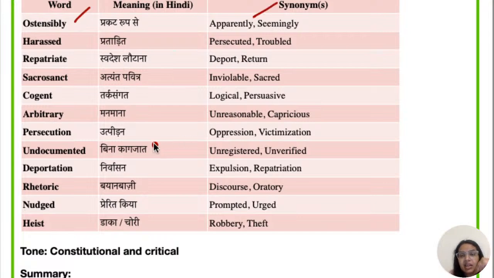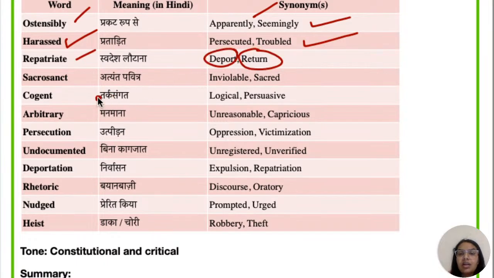Ostensibly is apparently, lagta hai, something which looks something like this. We have already done this word in one of the earlier classes. Harassed is to trouble someone. Harass is to trouble someone, persecute someone. Repatriate is to deport, return to the or send back the person to the country जहाँ पर वो belong करता है. स्वदेश लौटाना. Sacrosanct is sacred, inviolable. Itna pavitra, maybe not literally pavitra, but it is equivalent to the most holy thing.